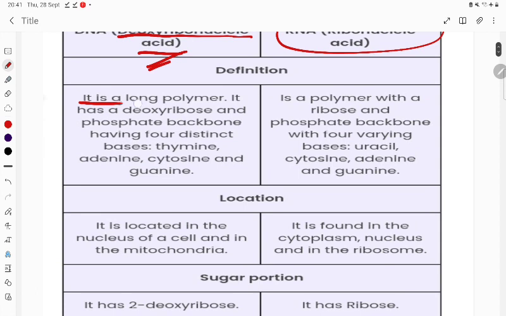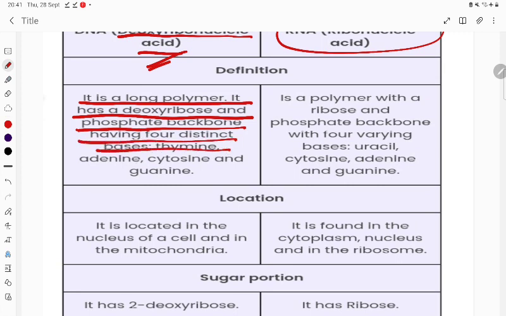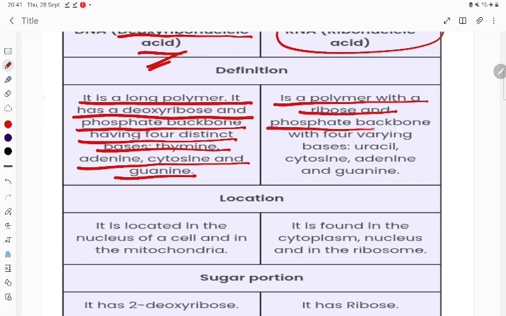What is this one? It is the long polymers. It has the deoxyribose and phosphate backbone having four distinct bases, that is thymine, adenine, cytosine and guanine. Here in RNA, in a polymer with a ribose and phosphate backbone with four varying bases, that is uracil, cytosine, adenine and guanine.